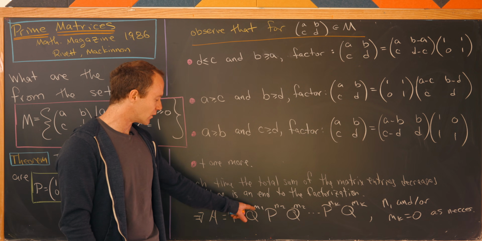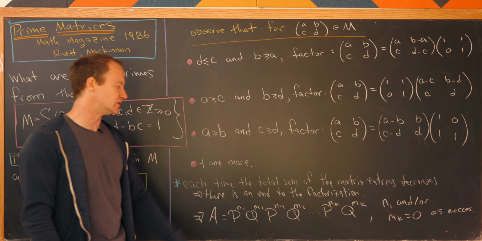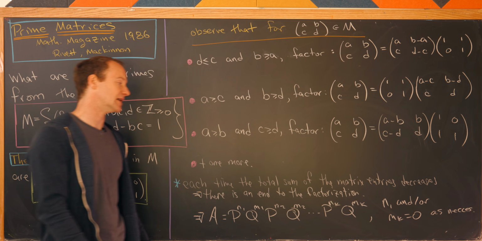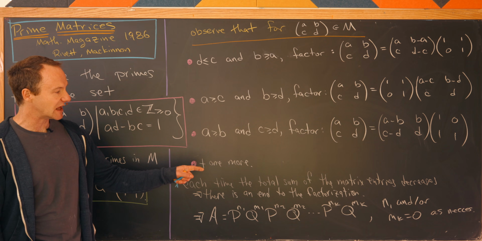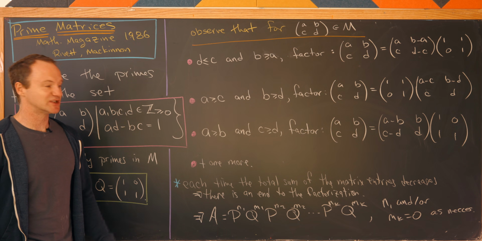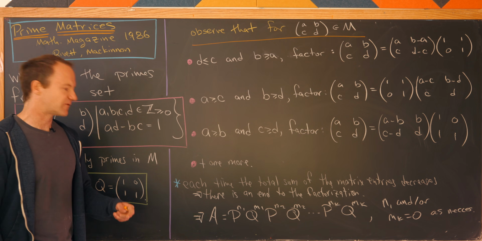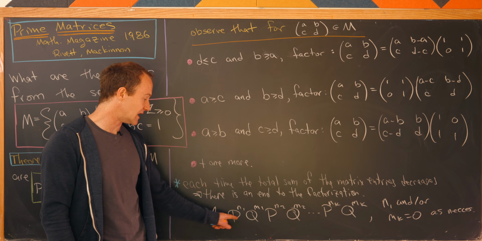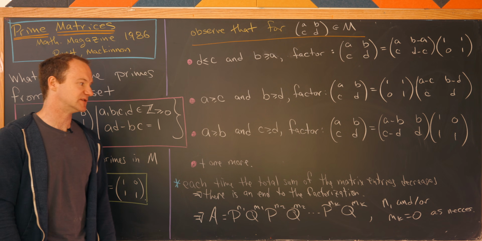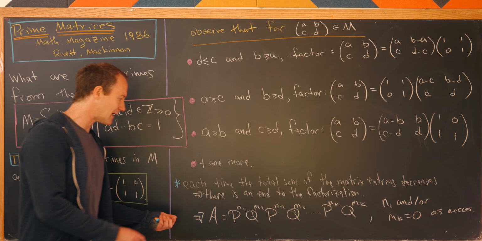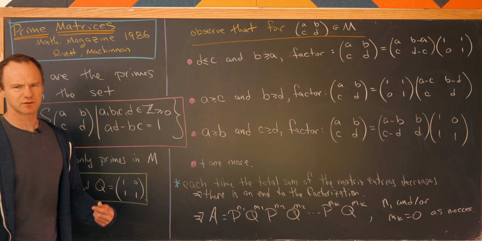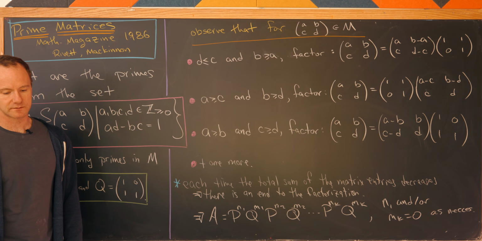We've got P to the N1, Q to the M1, P to the N2, Q to the M2, all the way up to P to the NK, Q to the MK. And here N1 and or MK could be equal to 0 just as necessary, because your factorization could begin with a P or a Q and end with a P or a Q. And that allowance of 0 allows us for that. That being said, all of the middle terms have exponents which are bigger than or equal to 1.